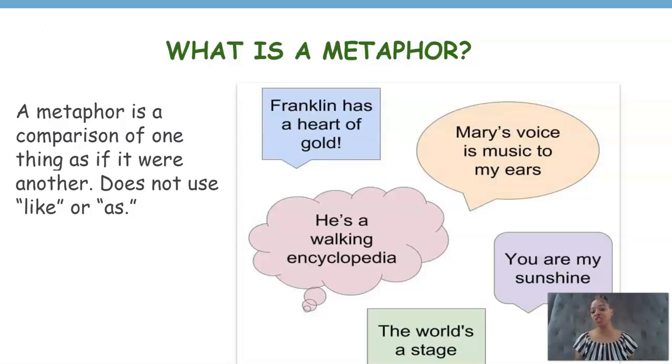Also, you are my sunshine. I say that to my daughter all the time. You are my sunshine. And I'm just saying that, you know, she brightens my day. But I'm not literally saying that. She's like the sun. So yeah, you'll notice with a metaphor, it's a comparison of one thing as if it were another, and it does not use like or as.